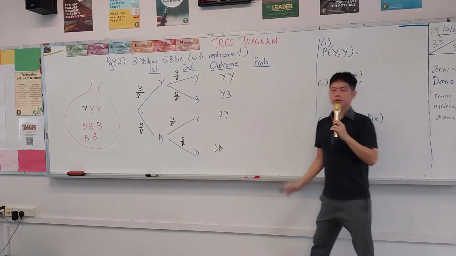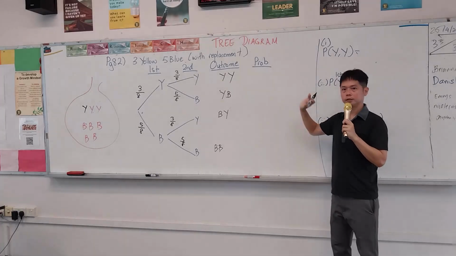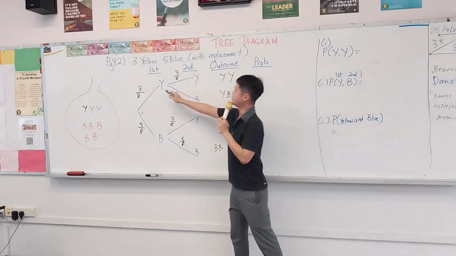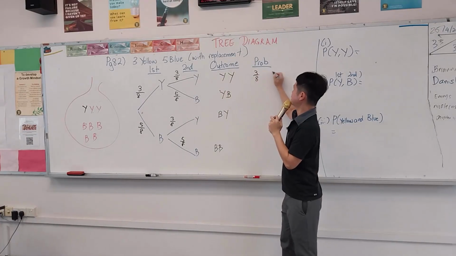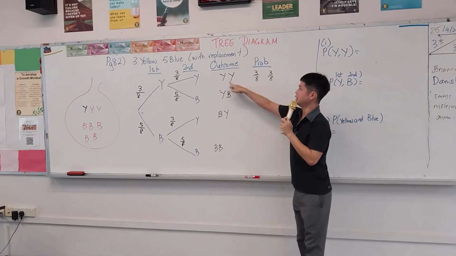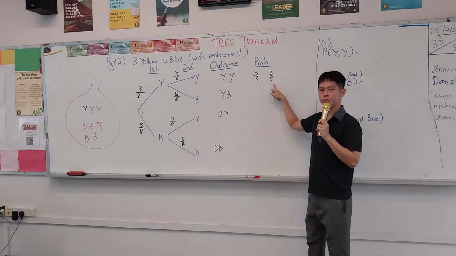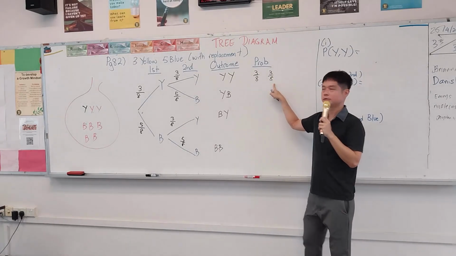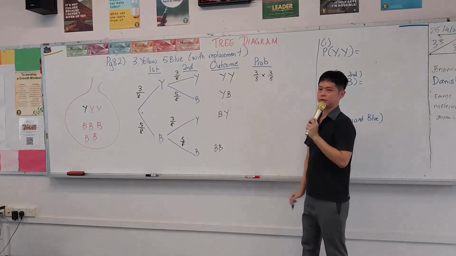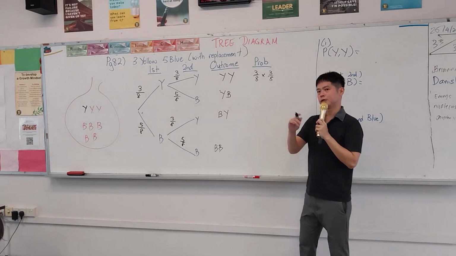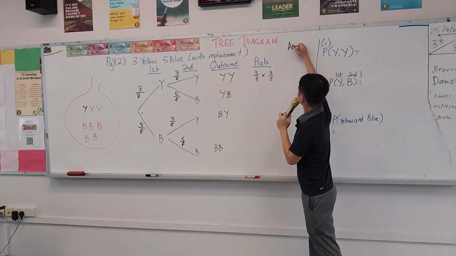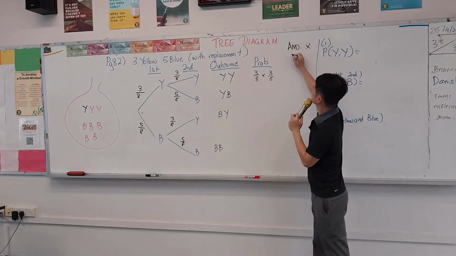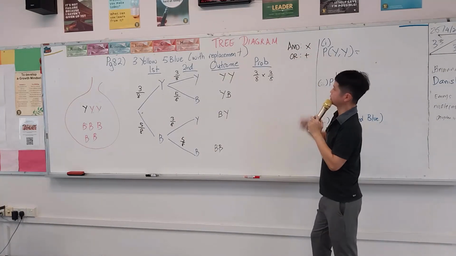Okay. Again, this one is optional. I want the yellow and the yellow. So I want 3 over 8 and 3 over 8. I want yellow and yellow. What must I do? Times or plus? I must times. Because I want this and this. You have and is multiplication, and is times, or is plus.